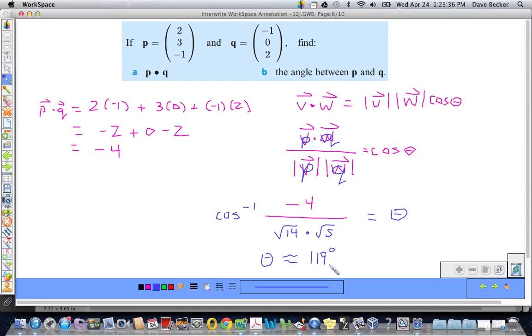I'm not sure what it is in radians, but if your calculator's in radians, then you will know.